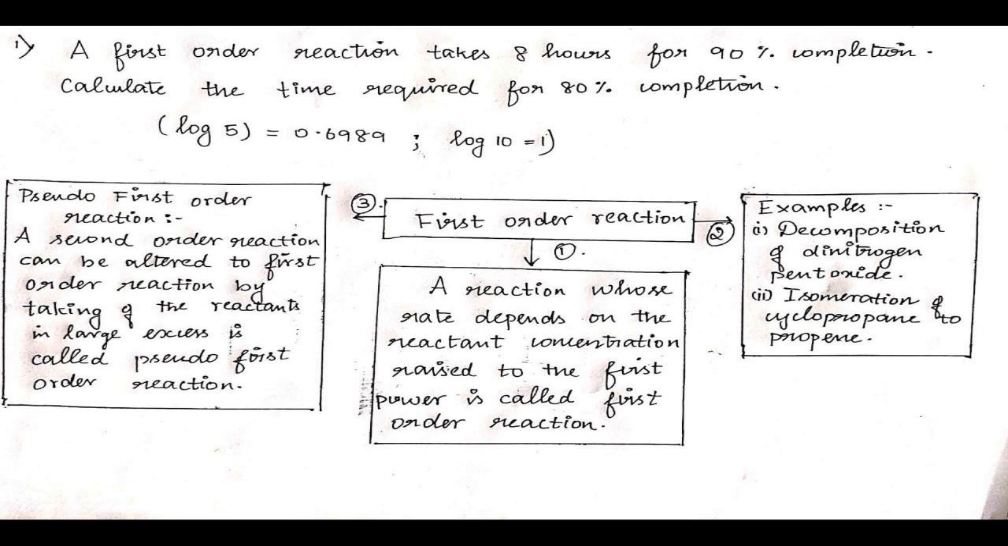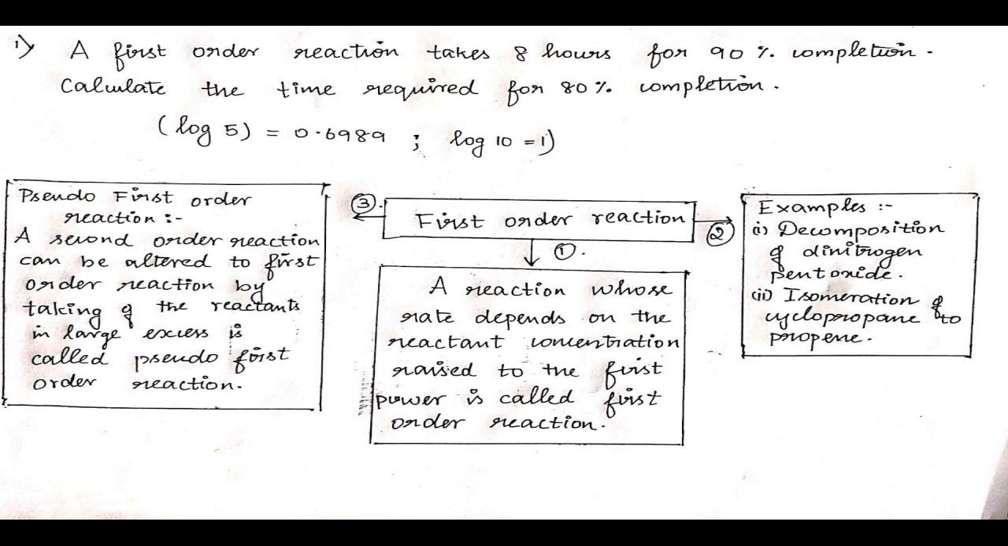This question comes under first order reaction. I have prepared a small concept map based on this. Let us discuss it. First, a reaction whose rate depends on the reactant concentration raised to the first power is called a first order reaction. Second, examples: decomposition of dinitrogen pentoxide, isomerization of cyclopropane to propene.